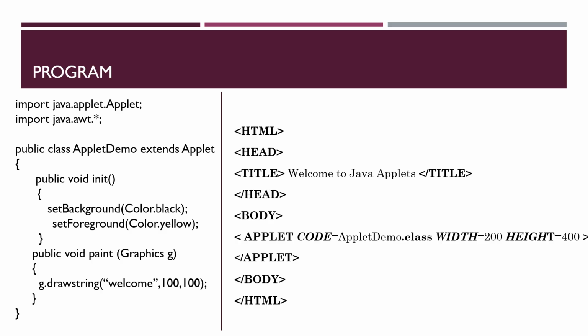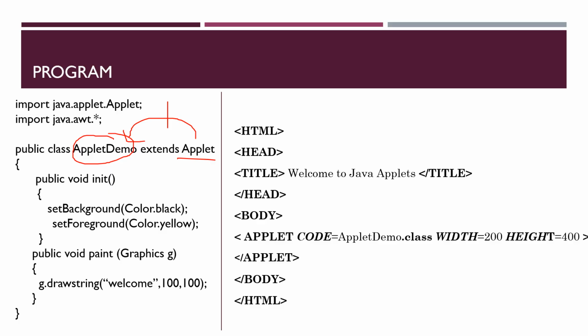Now let's start with the Java code on the left side. We begin by importing the necessary packages. The first one is import java.applet.Applet and import java.awt.*. These are used to create applets and handle graphics. Then we define a class called AppletDemo, and it extends the Applet class, which means that it inherits all the properties of a Java applet.